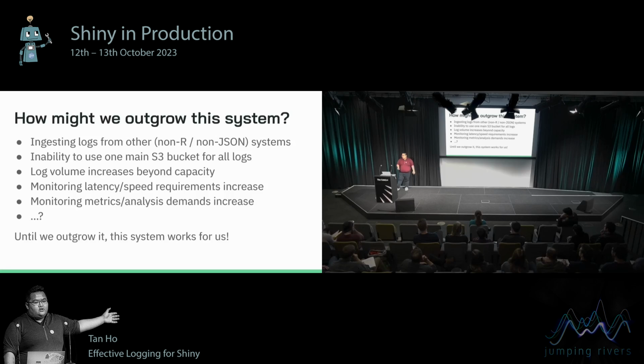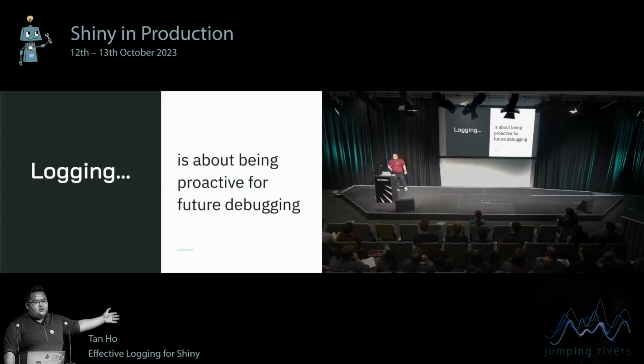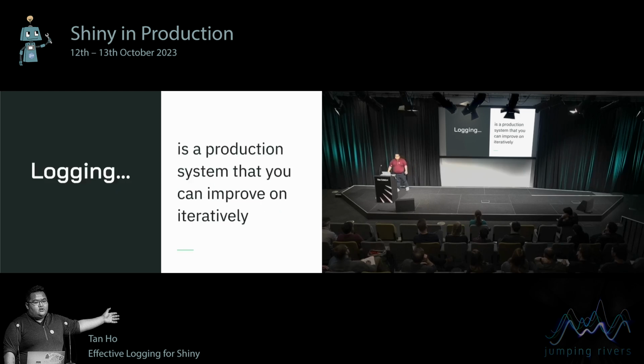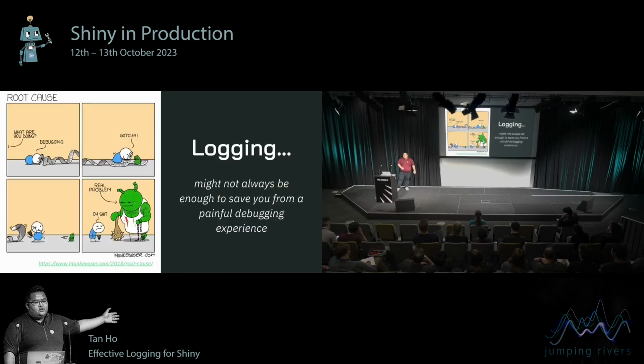OK, so summing up some takeaways. Logging is about being proactive for future debugging. It's also a process that generates data that can guide improvements, right? So it helps you find optimizations. And it's also a production system that you can improve on iteratively, so you don't have to have a perfect solution right away. Unfortunately, logging might not always be enough to save you from a painful debugging experience, because you'll have to find the real problem.